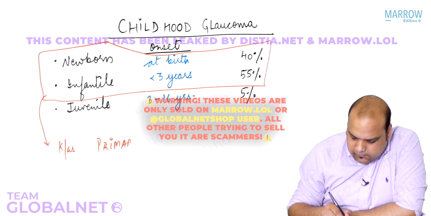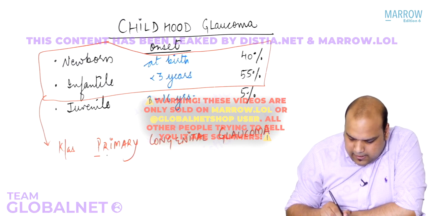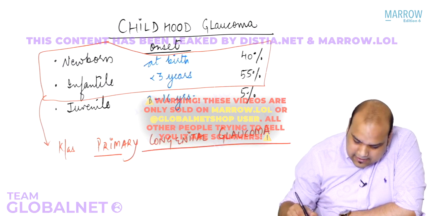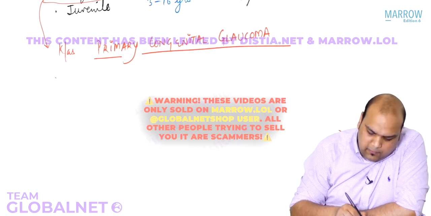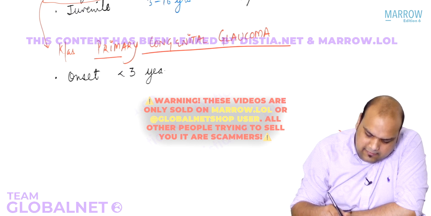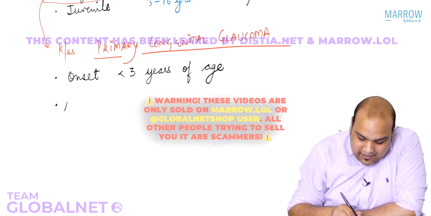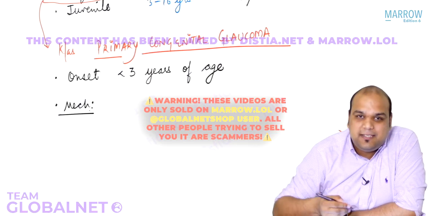primary congenital glaucoma. Primary congenital glaucoma. Okay, now, so that's the topic we are trying to read, primary congenital glaucoma. We know now that for primary congenital glaucoma, the onset is less than 3 years of age, either newborn or infantile. What is the mechanism? If it is congenital, there has to be some kind of malformation since birth.